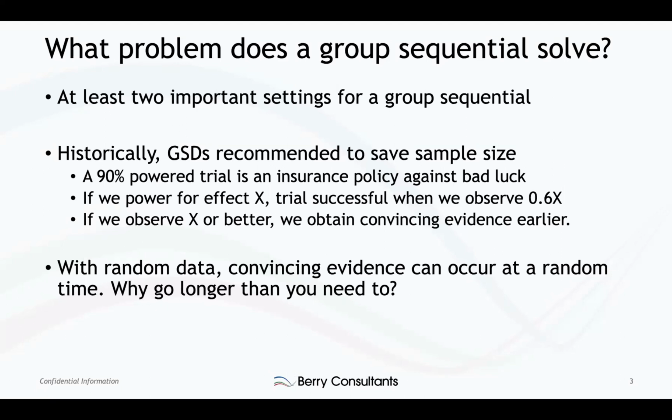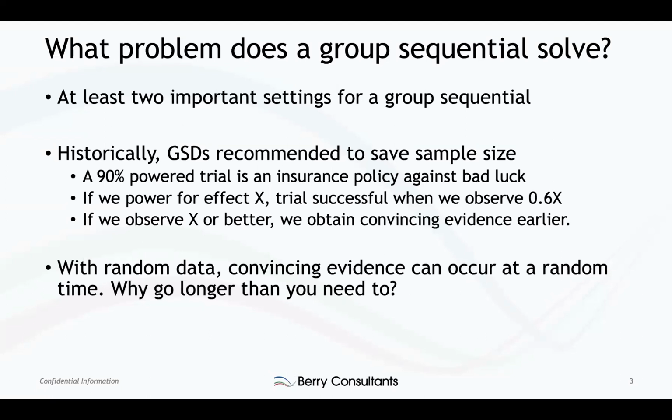So what problem does a group sequential solve? There are two important settings where you would want to consider a group sequential. Historically, group sequentials have been recommended to save sample size. So I want a smaller trial.